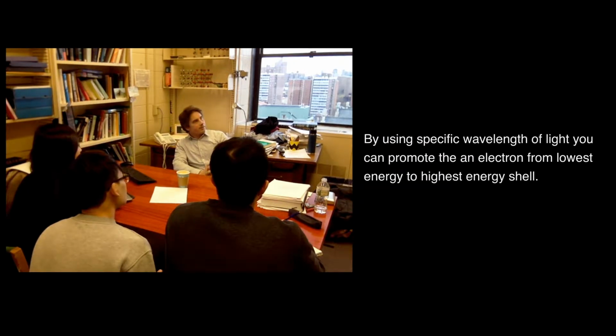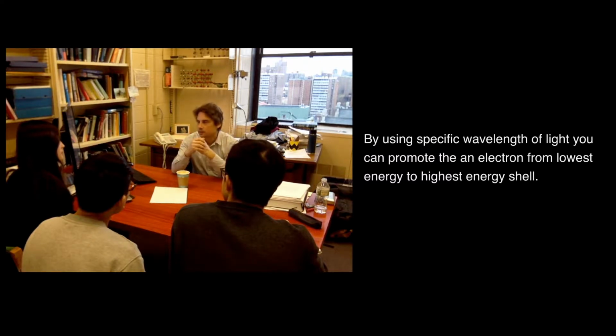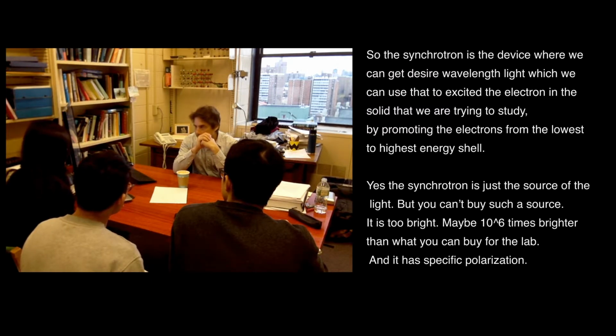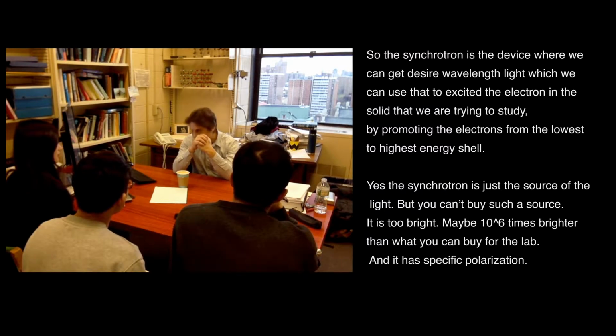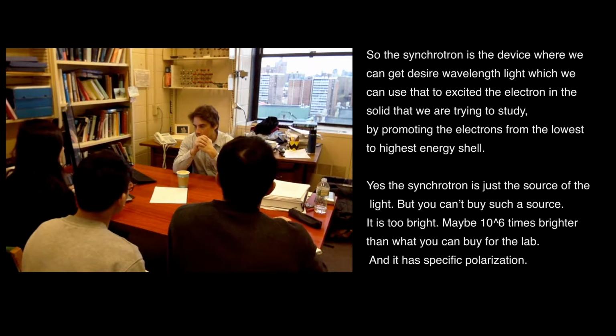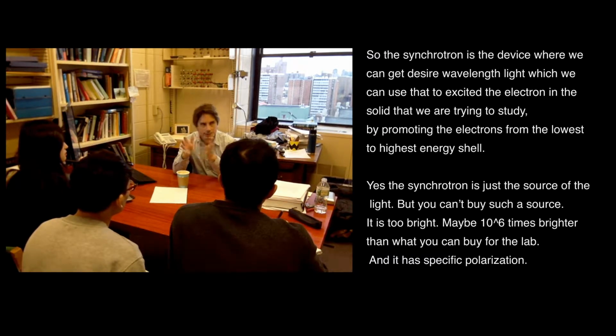By using specific wavelengths of the light, you can promote an electron from the lowest energy to the outer shell where the electrons bind up the solid. The synchrotron is just a device where we can get the desired wavelength light, where we can use that light to excite the electrons in the solid that we're trying to study. Yeah, the synchrotron is just the source of the light. You couldn't buy such a source. It's so bright, maybe 10 to the 6 times brighter than what you could buy for the lab.